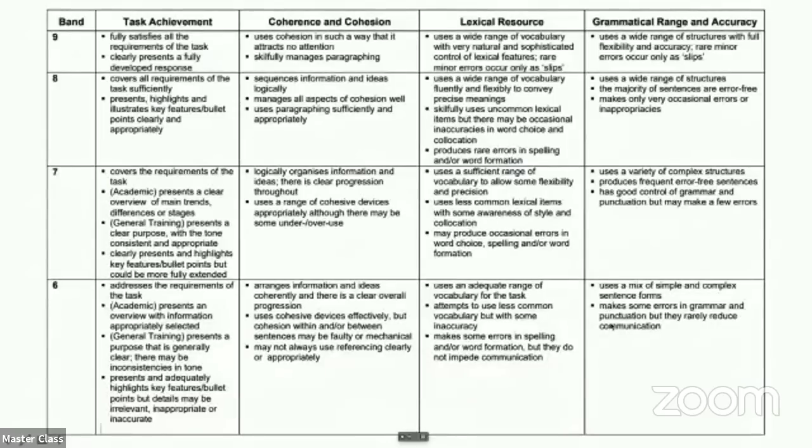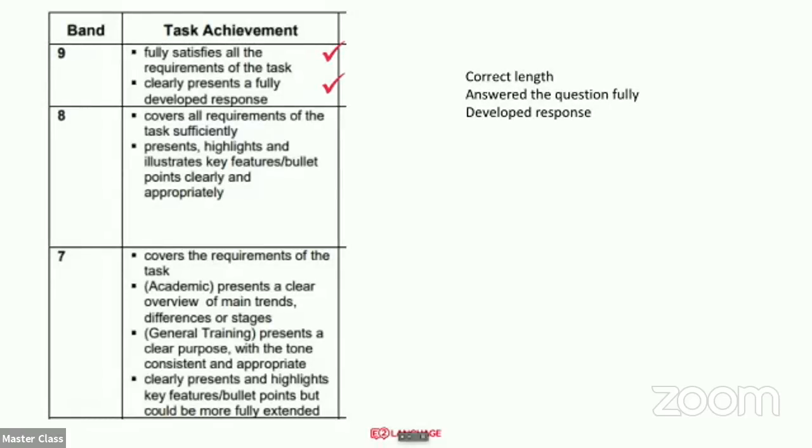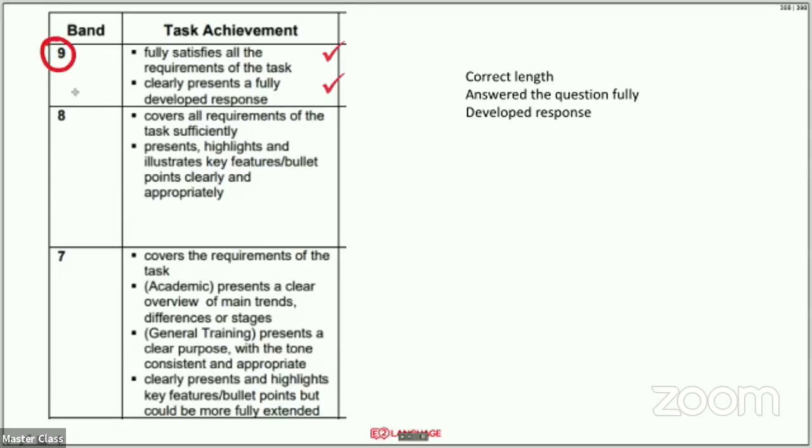Okay, so why is this IELTS 9? What we're looking at here is what the IELTS examiners refer to when they're marking your writing. First one is called task achievement. And you can see here, this is IELTS 9. This is how you get an IELTS 9. You do 2 things. You fully satisfy the requirements of the task, and you clearly present a fully developed response.